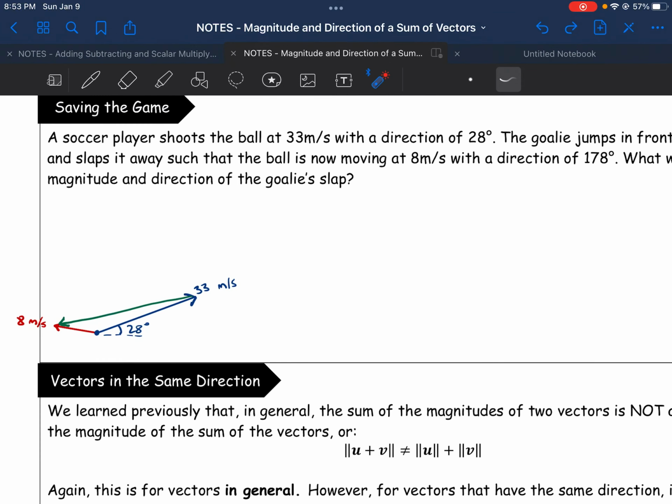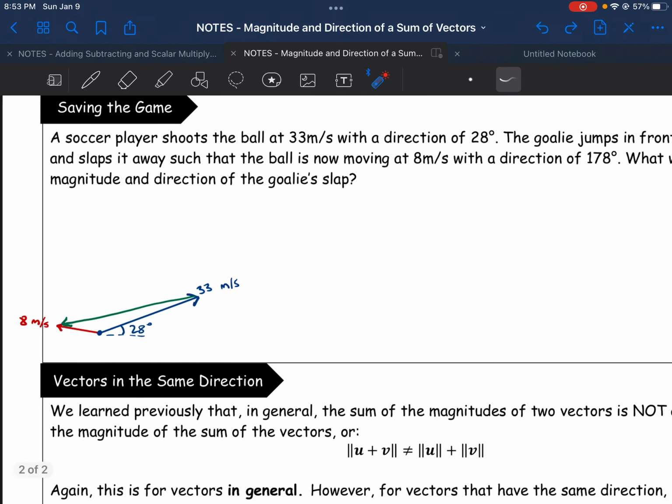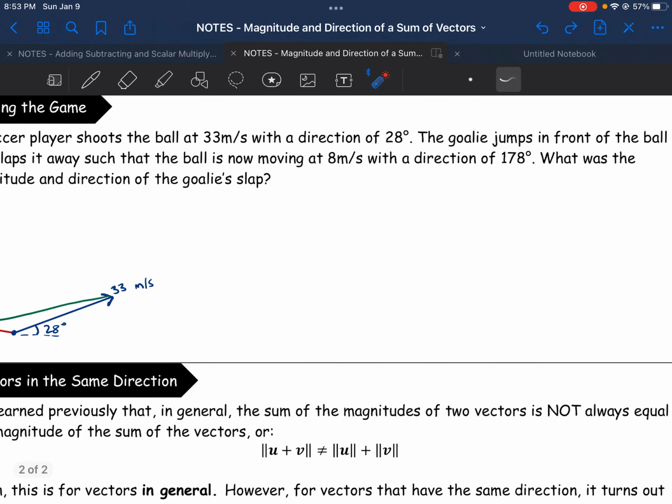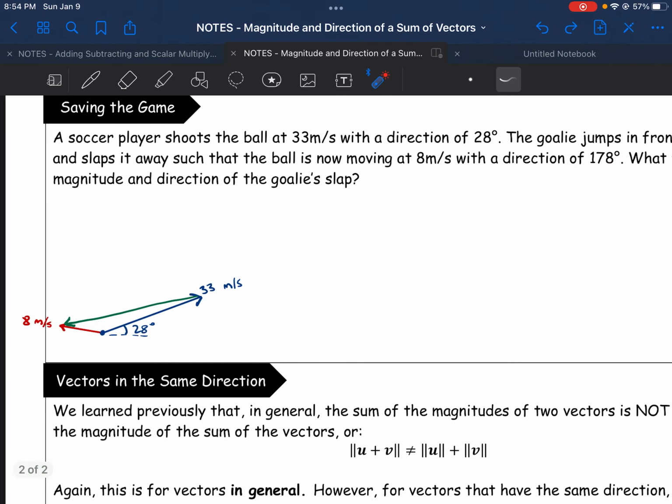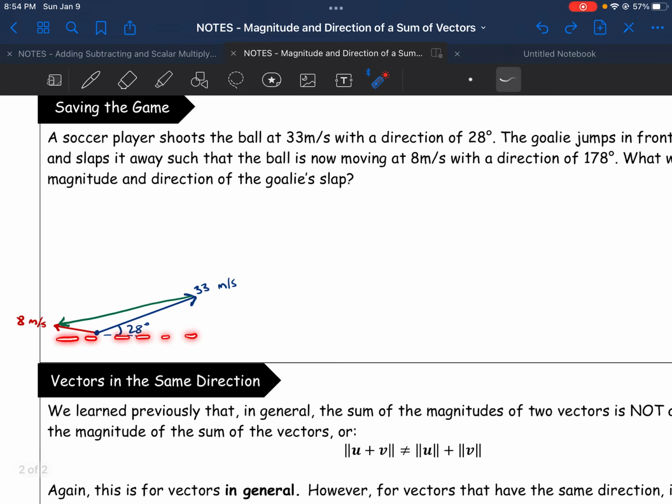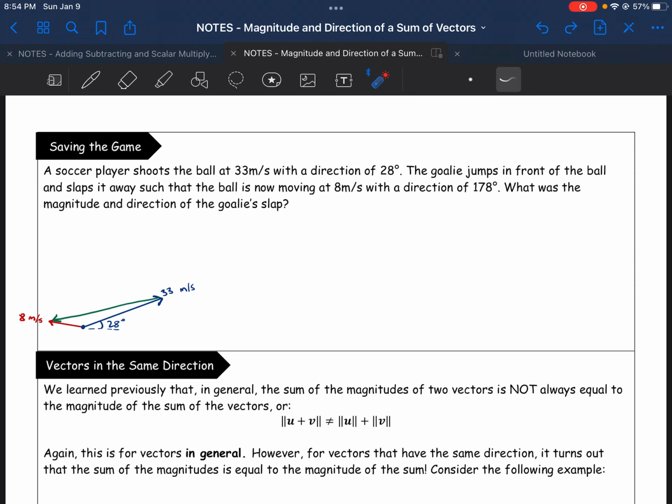But we do know the resultant vector, such that the ball is now moving at 8 meters per second with a direction of 178 degrees. So I know the resultant vector, if I had just had, here's the first vector, here's the goalie slap, I know the resultant vector would have been this red vector right here. And I know that it's going in this direction because it's in a direction of 178 degrees. So that's almost 180 degrees. That's almost all the way around. That's why I have this vector going in this direction right here. Okay? So what was the magnitude and direction of the goalie slap?